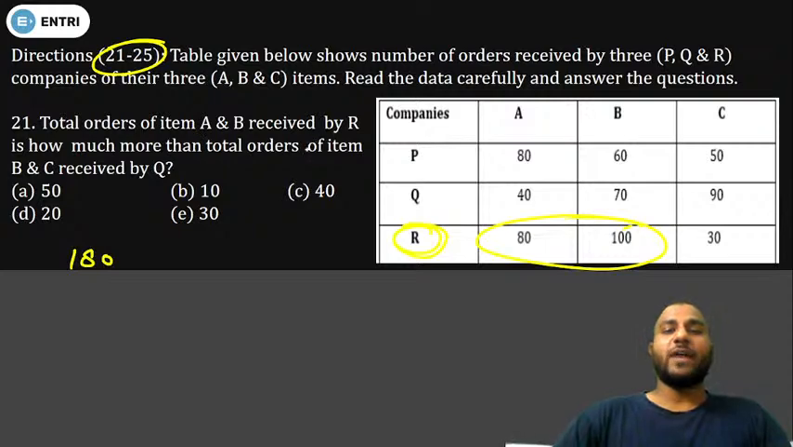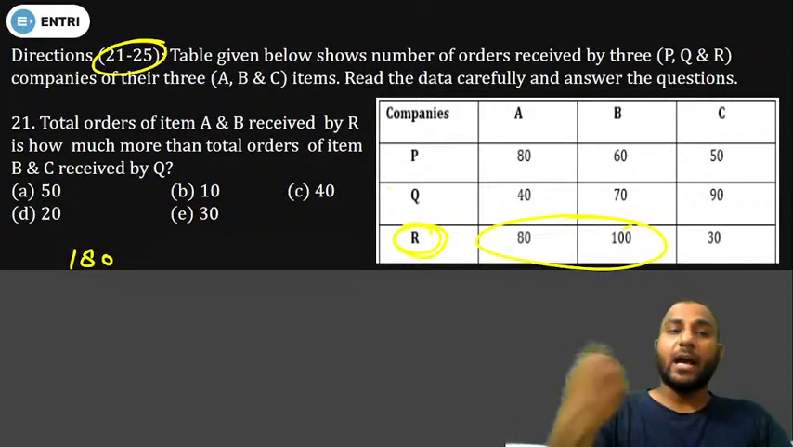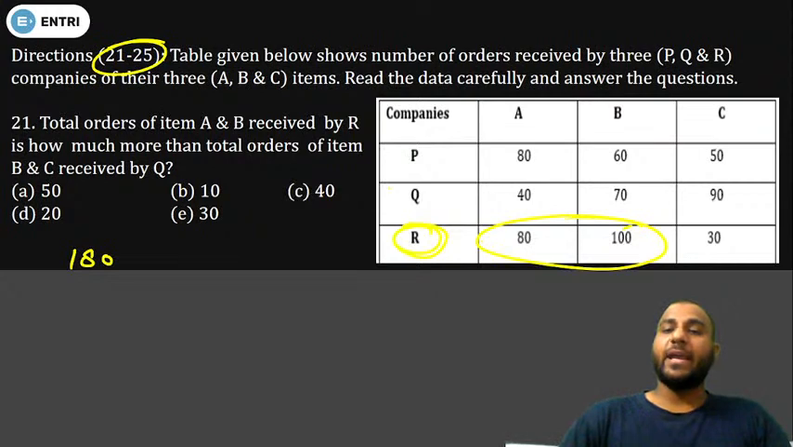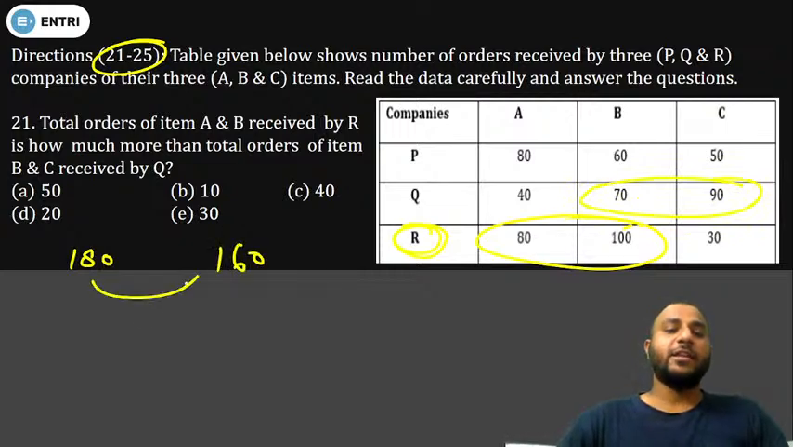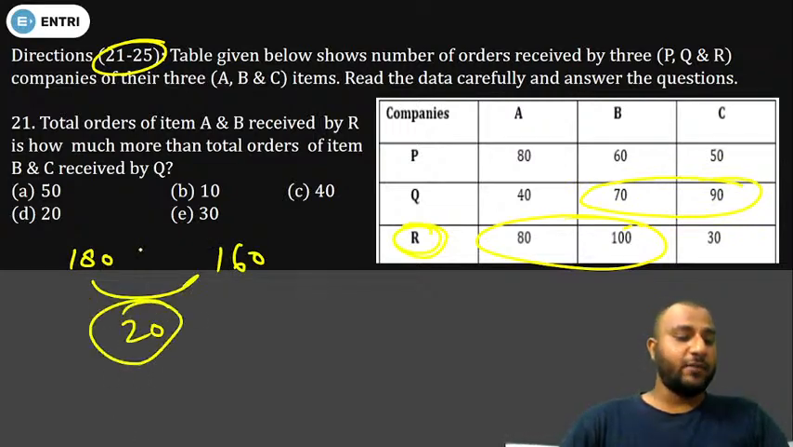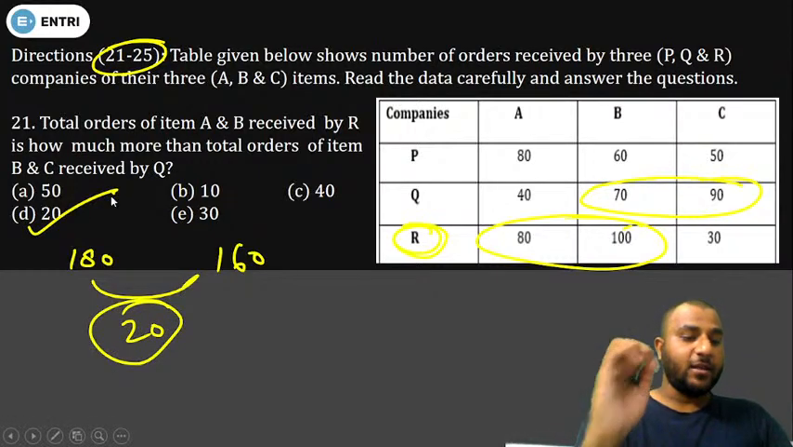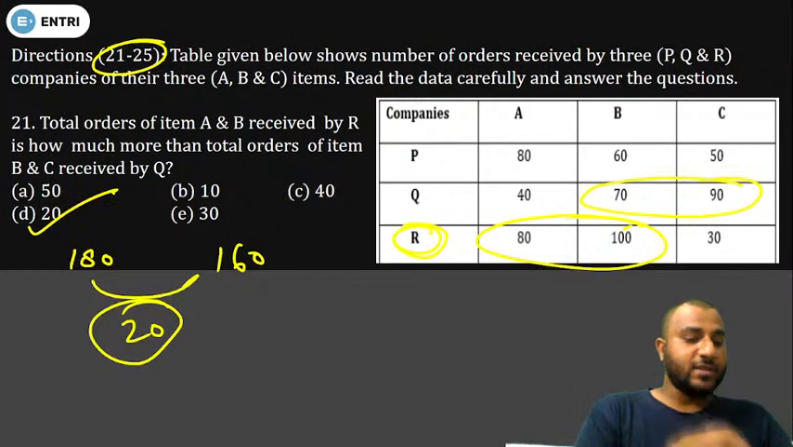Total orders of item A and B received by R. So total orders received by A and B with R is 180. How much more is that than the total orders of item B and C by Q? Look at this, 160. So clearly the difference is just 20. Very good, everyone. Option D. Those who have said option D, very well. Sadaya, Sajumol, Sai, Narsimha, Chandu, everybody is doing very well.